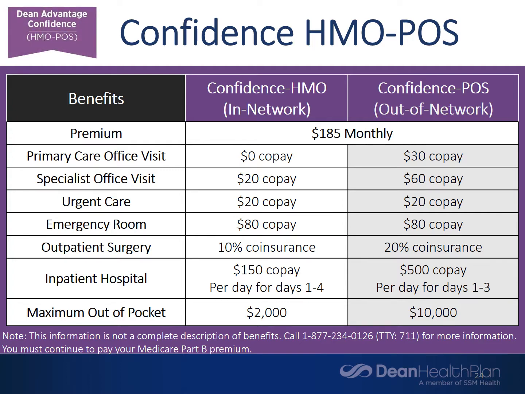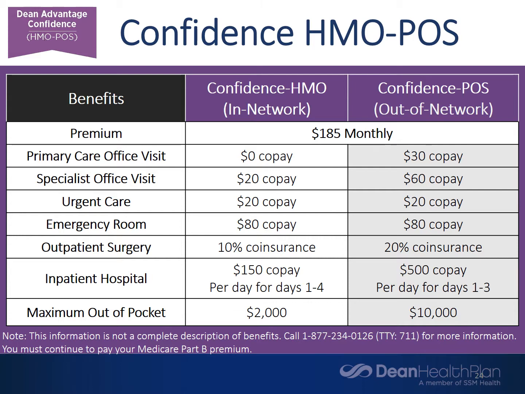Some key features of the Confidence in-network plan are $0 copay for primary care office visits, $20 copay for specialist office visits, $20 copay for urgent care, $80 copay for emergency room, 10% coinsurance for outpatient surgery, $150 copay per day for days 1 through 4 for inpatient hospital care. Days 5 through 90 would be covered at 100% per benefit period, and a $2,000 maximum out-of-pocket.